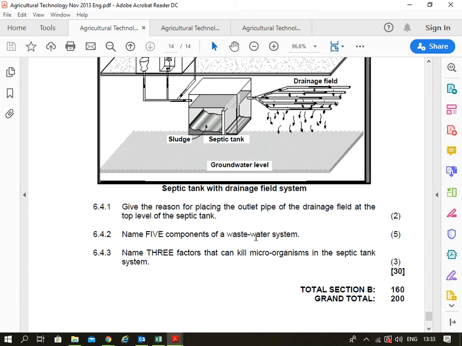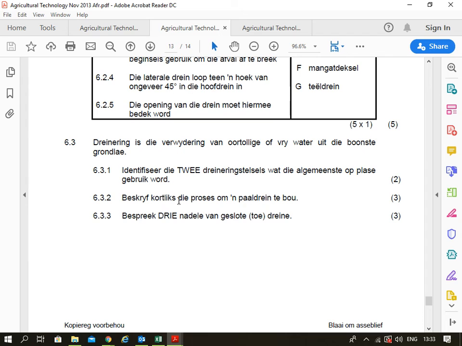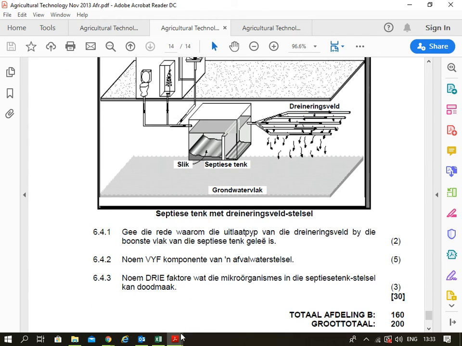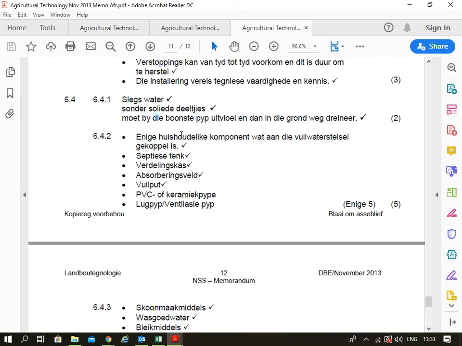Name 5 components of a wastewater system. Wat is 5 komponente van 'n afvalwaterstelsel? Enige huishoudelike komponent wat aan die vuil waterstelsel gekoppel is. Septiese tank, verdelingskas, absorberingsveld, vuilput, PVC en dan ook die lugventilasiepyp. So any component of the house coupled to our system is one of the components. Any septic tank, any absorbing field, the vuilput, any long drop basically, any PVC coupling, and any air or ventilation pipe is part of this system. Why do we have to have a ventilation pipe? Why can't we just leave the stench in there? Toxic, noxious gases. We have to get that out. You don't want that smell.